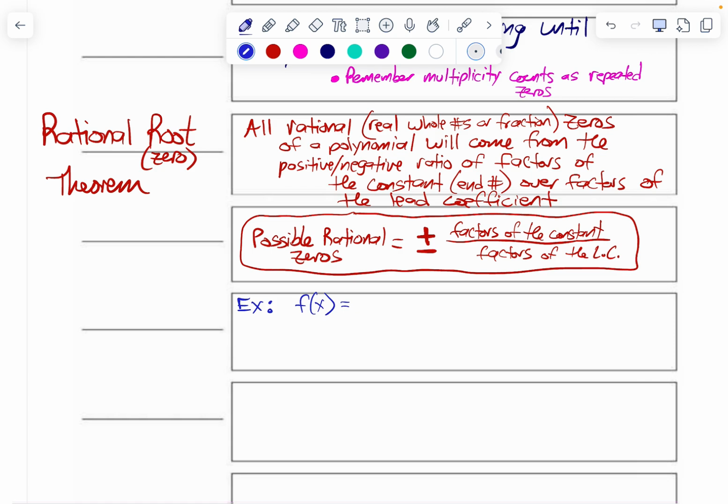Tell me if you can't see, but I need to write right here. 3x, let's do something bigger, like 3x to the 5th minus 7x to the 4th plus 2x cubed plus 5x squared minus x plus 24. Let's do 24.